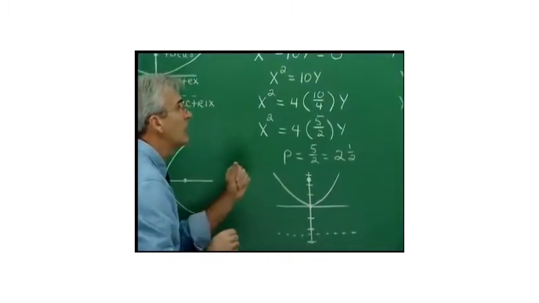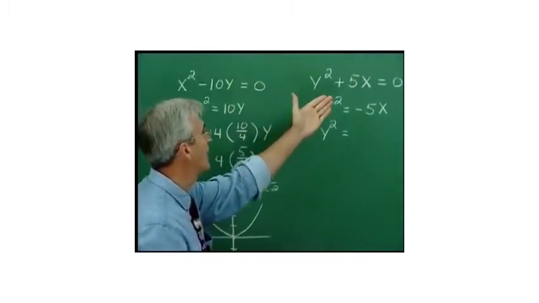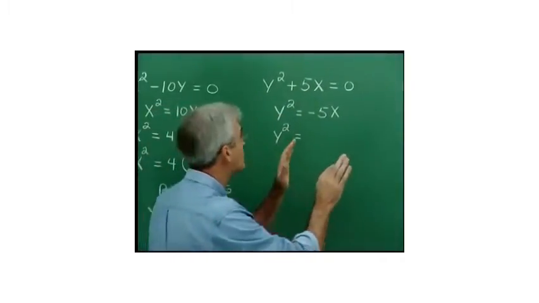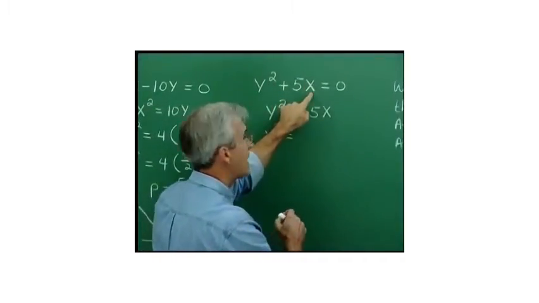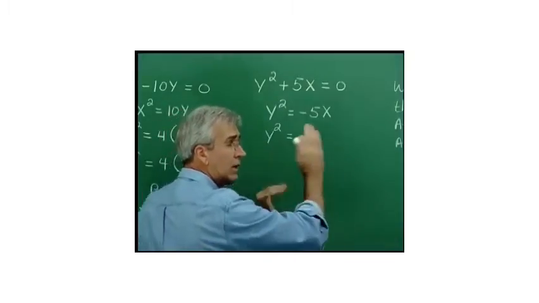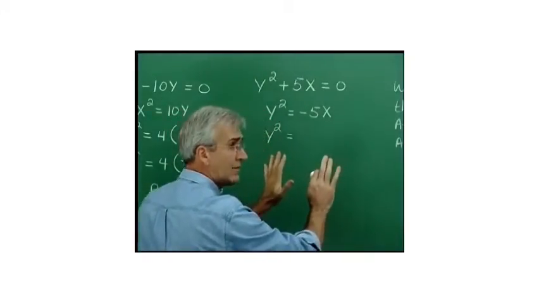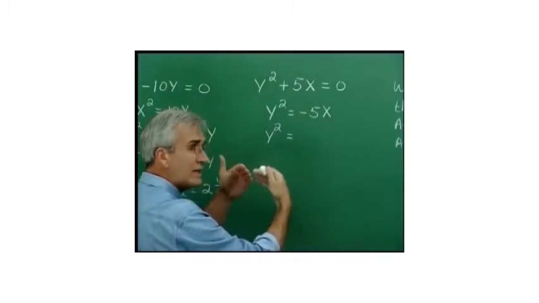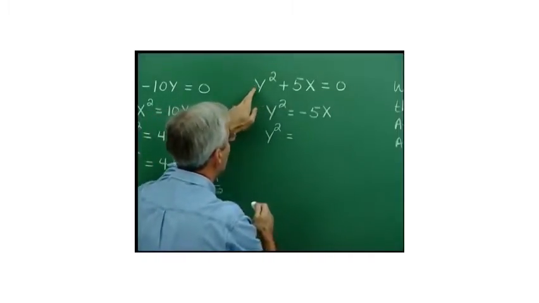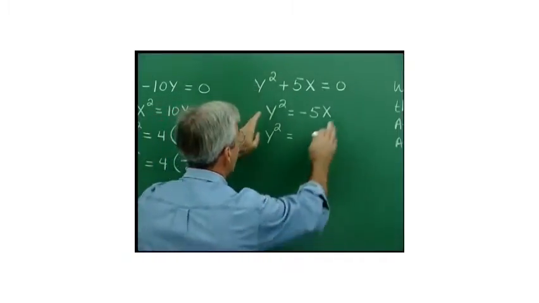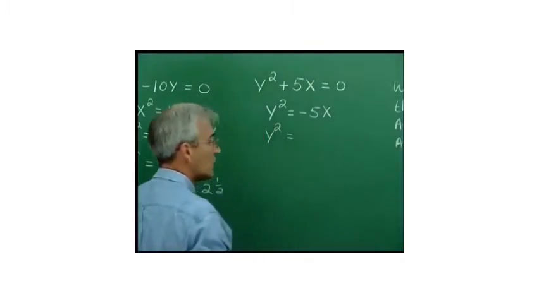Okay, here's another one. Now notice y squared plus 5x is 0. And once again, we see that we have a second degree y, first degree x. So one variable second degree, the other variable first degree. That means that we have a parabolic curve. The way that we deal with it is to isolate the variable squared on one side of the equal sign. Now I've done that here by subtracting 5x on both sides.